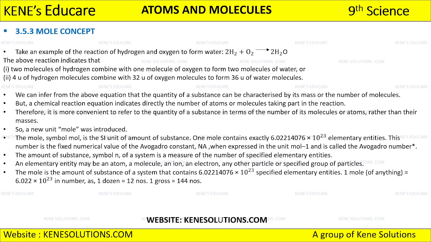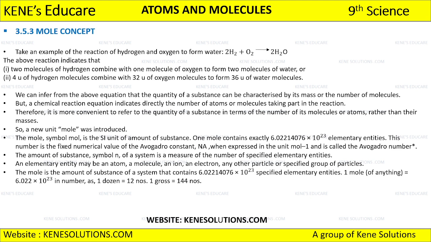Okay, so the amount of substance, represented by the symbol N, is a measure of the number of specified elementary entities, that is, how many elementary entities are present in it. An elementary entity may be an atom, molecule, ion, an electron, or any other particle or specified group of particles. Always remember that elementary entities can be anything.